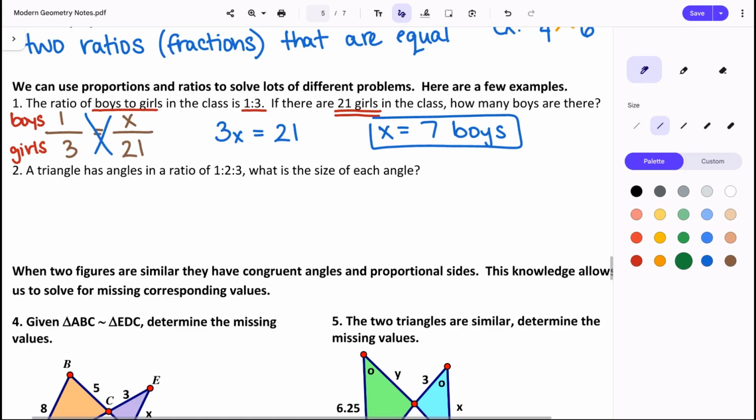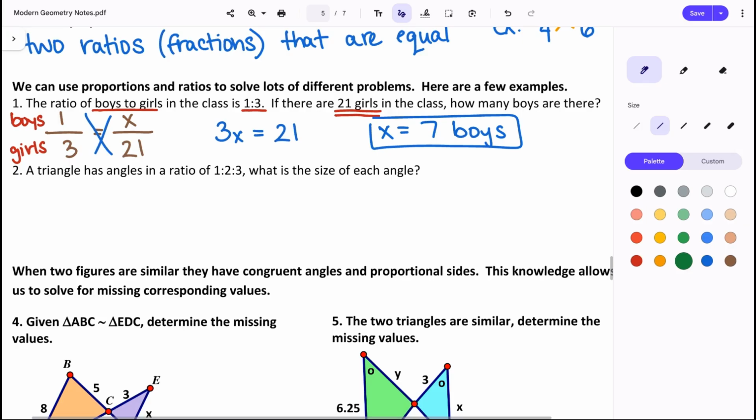ratio of 1 to 2 to 3. And they're asking me to find the sides of each angle. Anyone have a thought on how we would maybe approach this one instead? What do you guys know or remember about angles in a triangle? Nothing? They have to add up to something, which is 180. Okay, so we know that the 3 angles inside of a triangle always have to add up to 180.